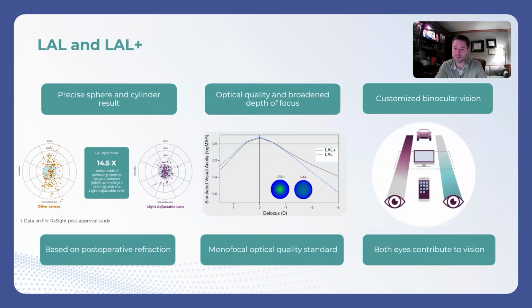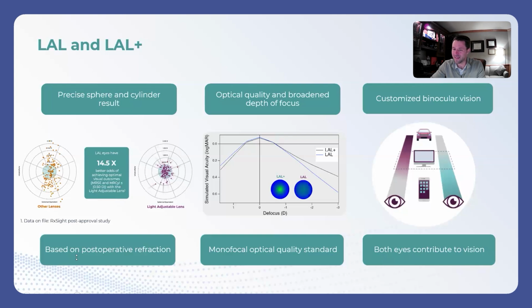The LAL plus, for those who are unaware, is very similar. It's probably more similar than it is different compared to the light adjustable lens. The big difference is that it has a little bit more central asphericity. So while you're not giving up a whole lot, what you are getting out of that is a broadened depth of focus, and we can see that in the defocus curve. The advantage is that we're improving our uncorrected near visual acuity.